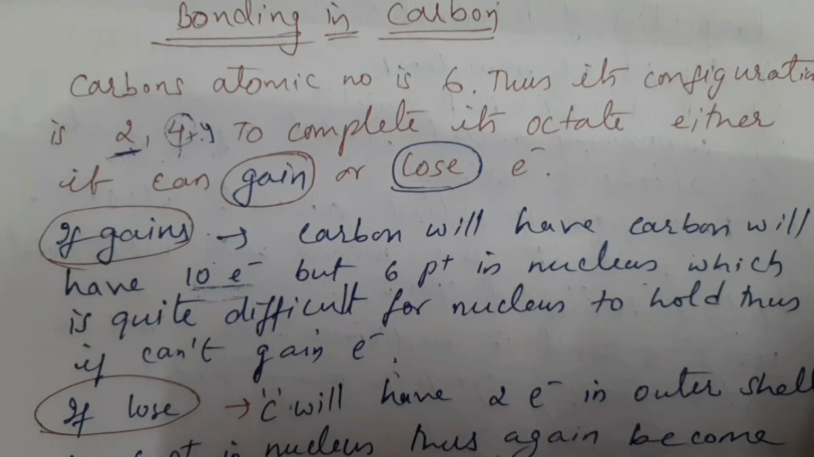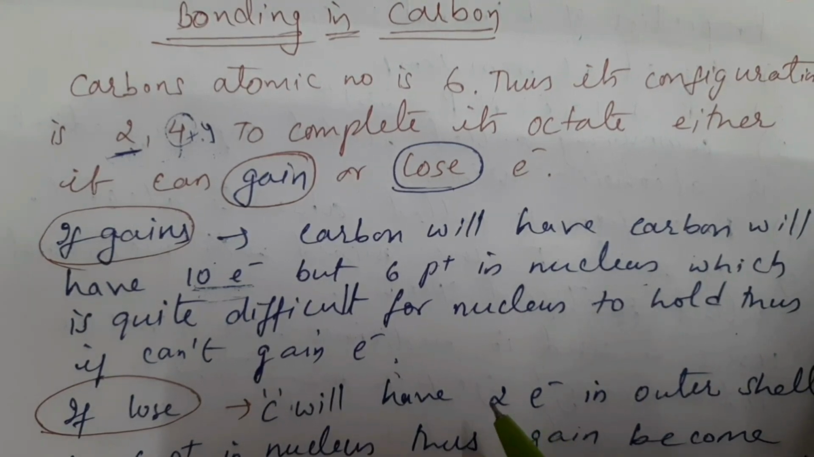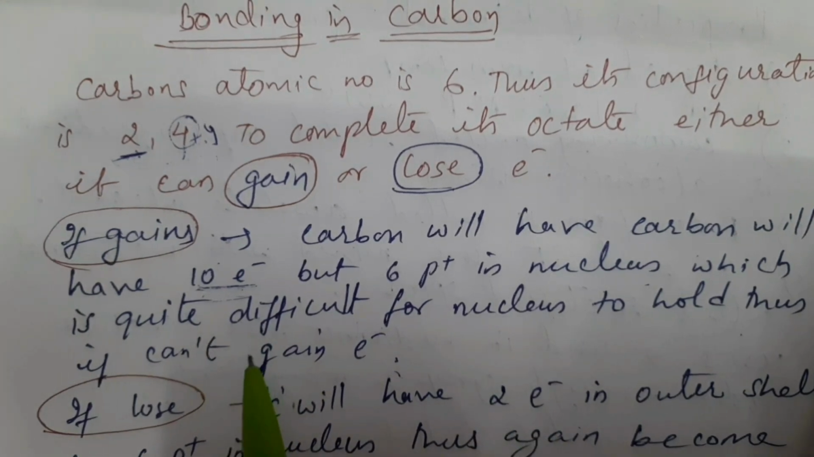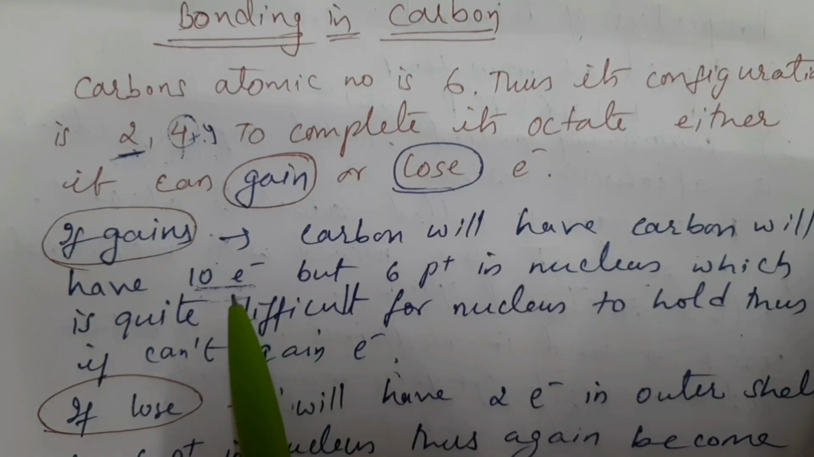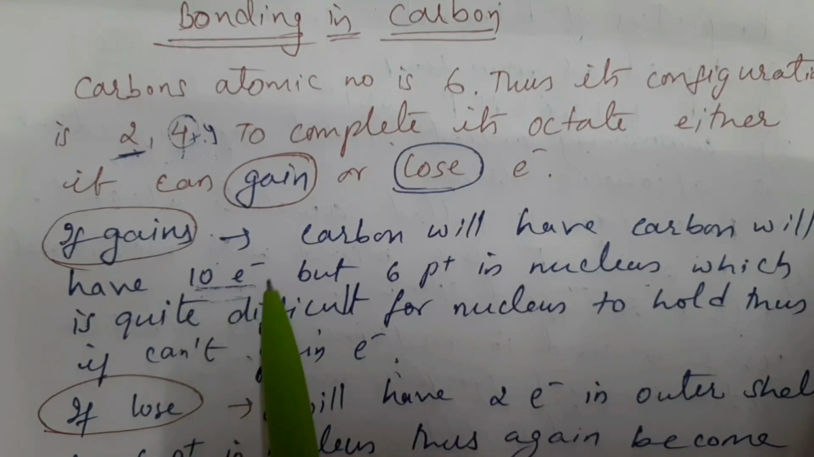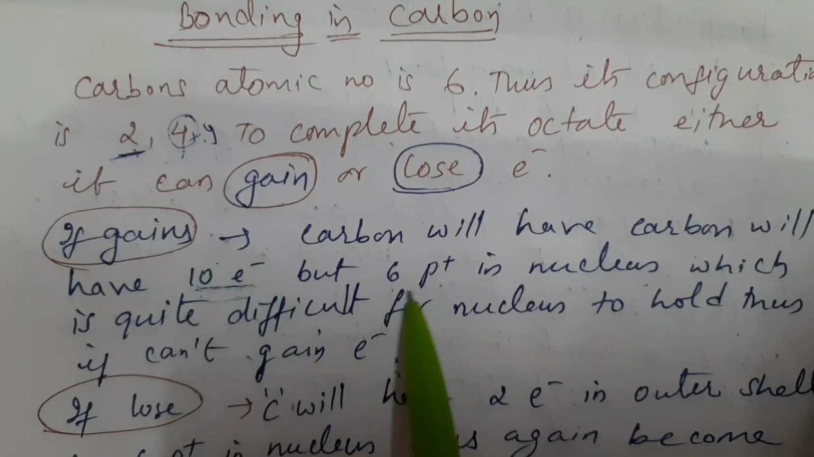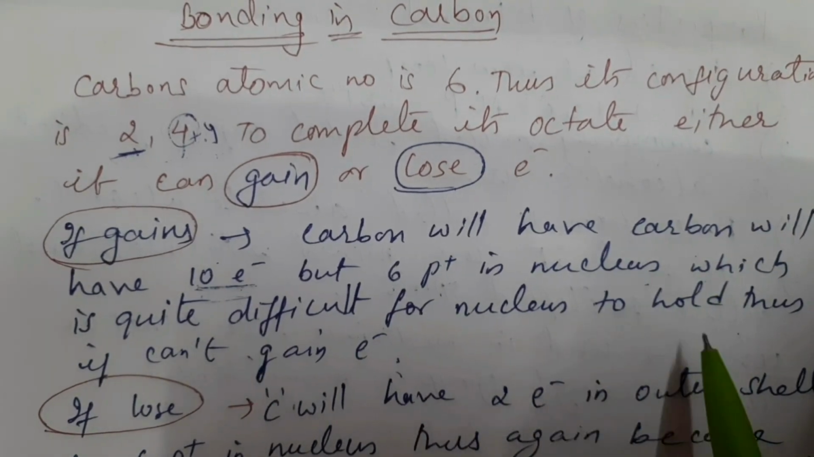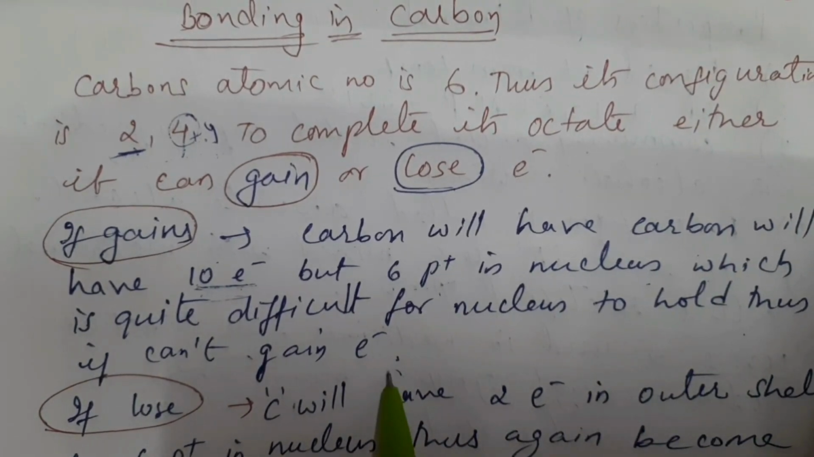So this is one of the important questions: why carbon does not form a cation or anion. That is why it neither gains electrons nor donates electrons. The reason is, if it gains 4 electrons, it will have 10 electrons, whereas the protons will be 6 only. Thus, it is difficult for the nucleus to hold. Thus, it will not gain electrons.